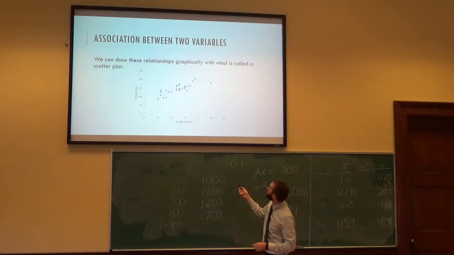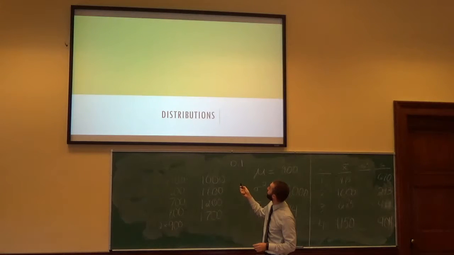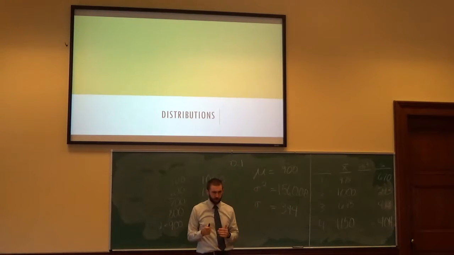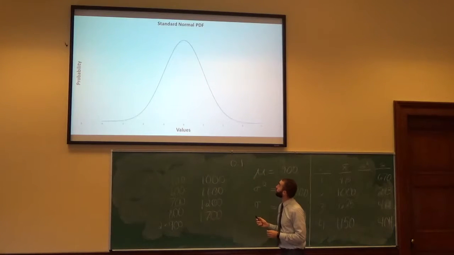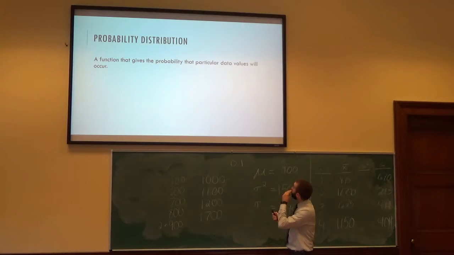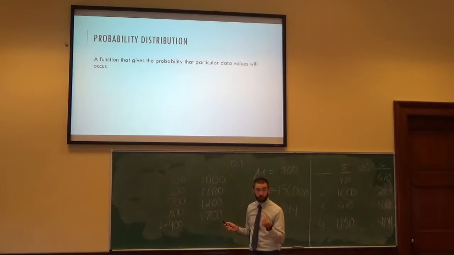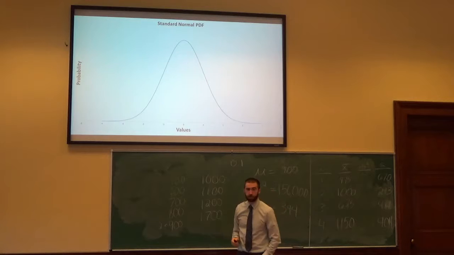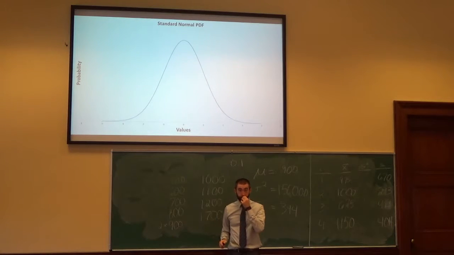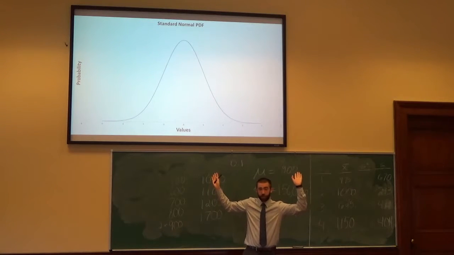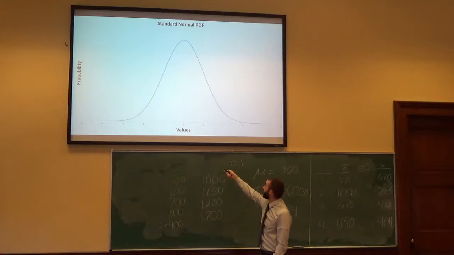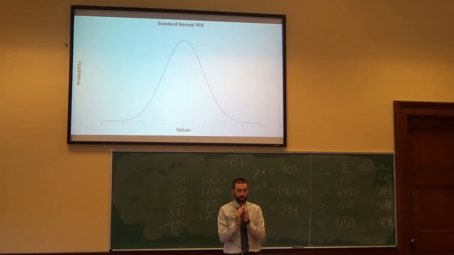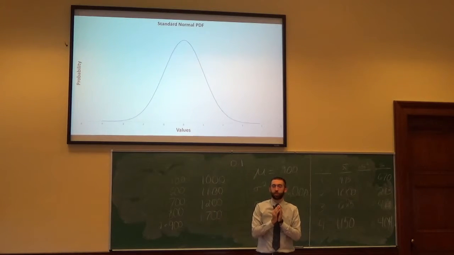Alright, we did measure the association. Alright, distributions. We already talked about distributions a little bit, we're just going to talk about it a little bit more. A distribution is a function that gives us the probability that a particular data point will occur. We talked about this before. It's a standard normal distribution. A standard normal distribution is a distribution where the mean value is 0, meaning the data is all centered around 0, and the standard deviation is 1.